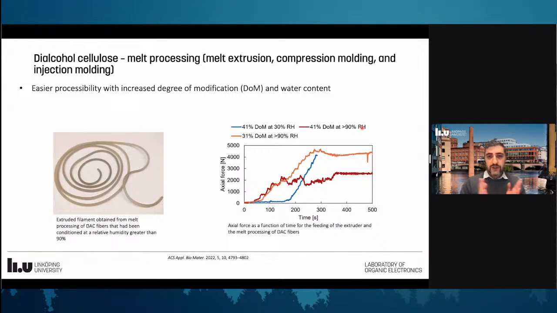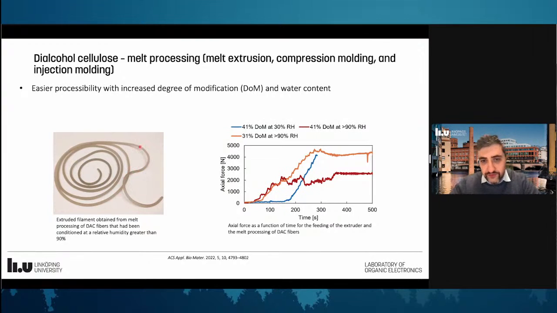So, that was more or less the introduction, and now I will start with what our experimental collaborators have been doing. They have been melt processing, and of course they have worked quite a lot with dialcohol cellulose. And in this particular work that we did together, they have been melt processing dialcohol cellulose to extrude a material which looks like this. So more or less it's a yellowish, plastic-looking material.